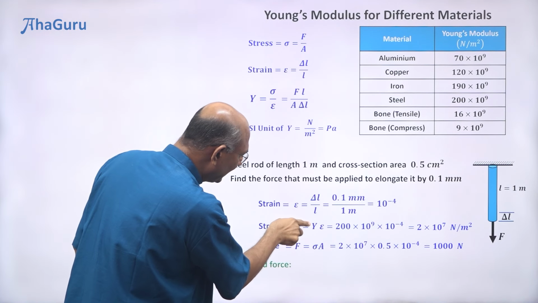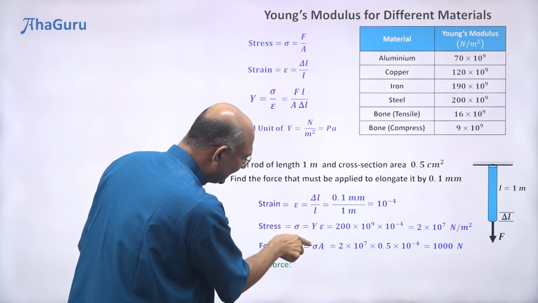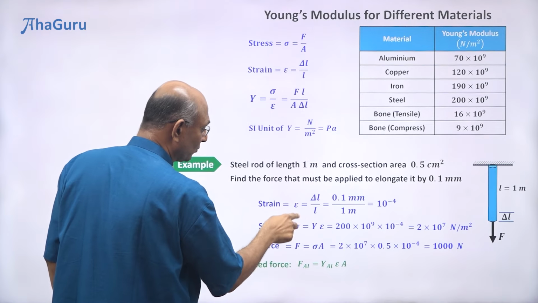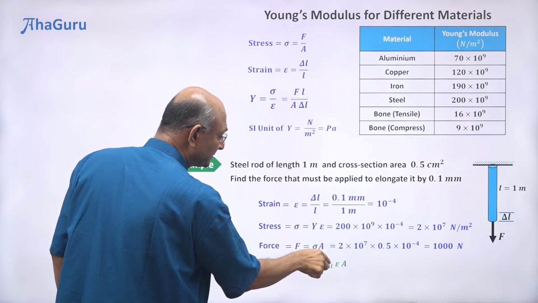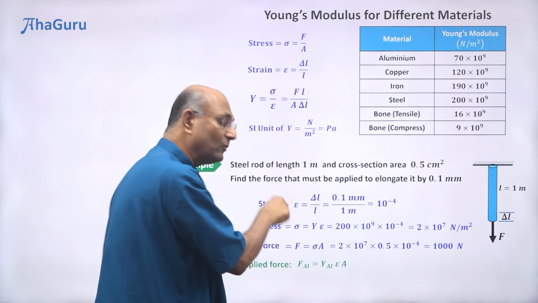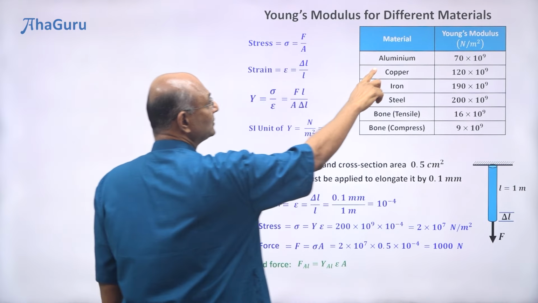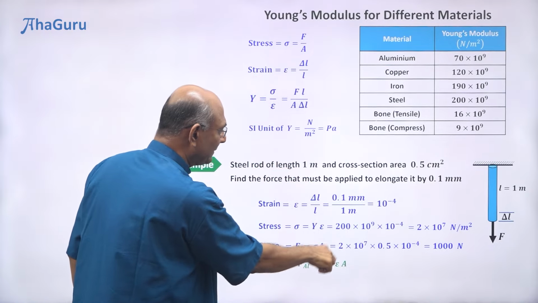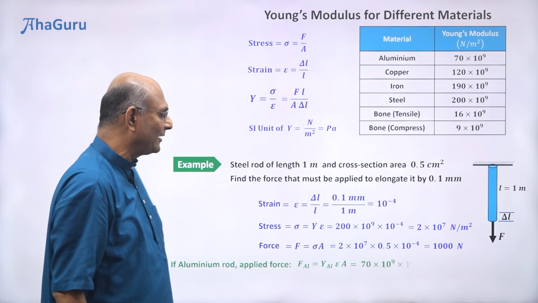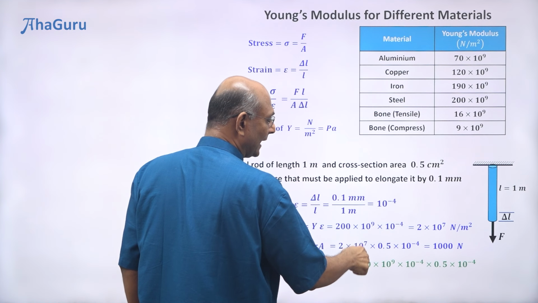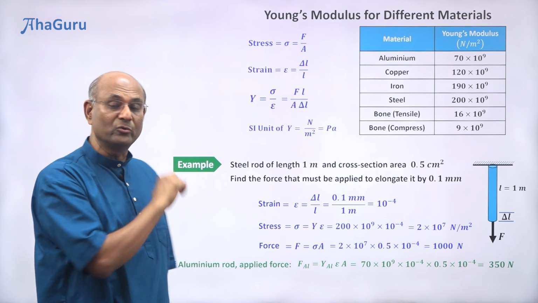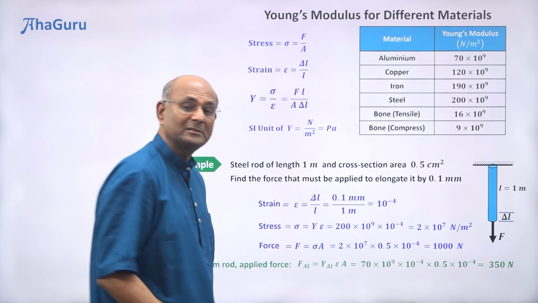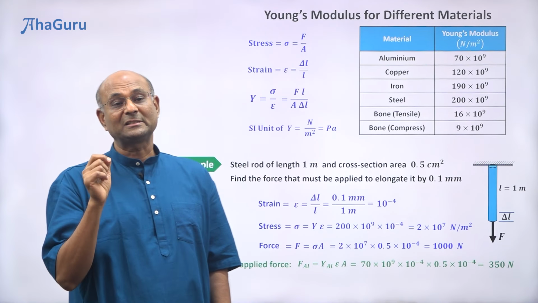Now let us see, this sigma is Y into epsilon. So if I put that here, it will be Y epsilon A. So you can actually write that the force required is Y into epsilon into A. Epsilon and A are the same as before. Y value alone is different. Y value is that value for aluminium. So if I substitute 70 into 10 power 9 for this, 10 power minus 4, and for area I'm going to use the same value that I've used before. So if I now multiply this, I'm going to get 315 newtons, 315 newtons. Notice that the force you need when you use an aluminium rod is much less than the force you need when you have a steel rod.